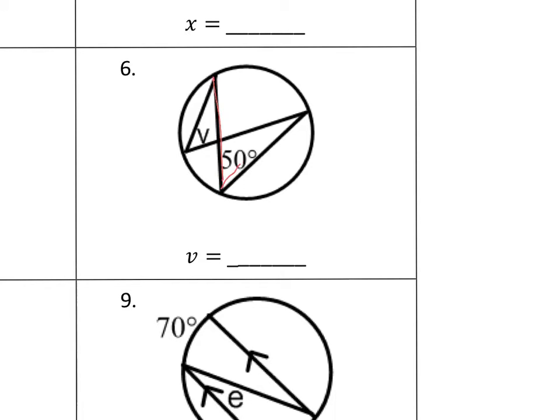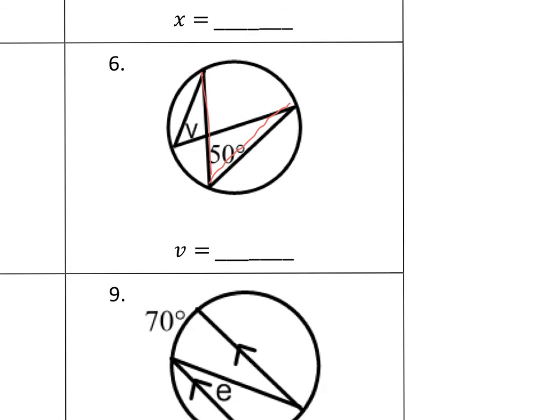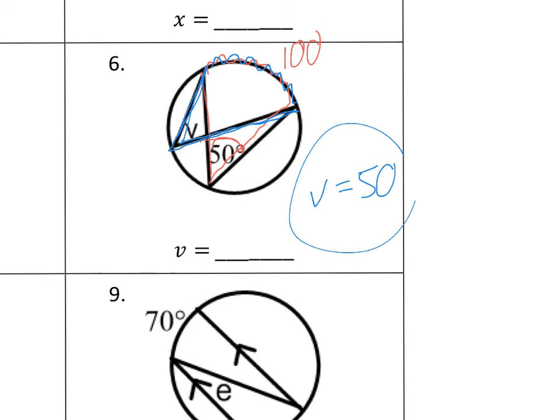This problem was a lot like the first one. We have an inscribed angle, 50 degrees. It opens up to this arc. Now, I can find that arc measure if I want. I know it's going to be 100 degrees, double the inscribed angle measure. But what they want is this angle over here, which opens up to the same arc, 100, which tells me that V must also be 50.